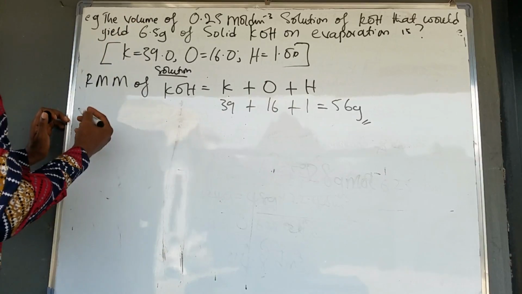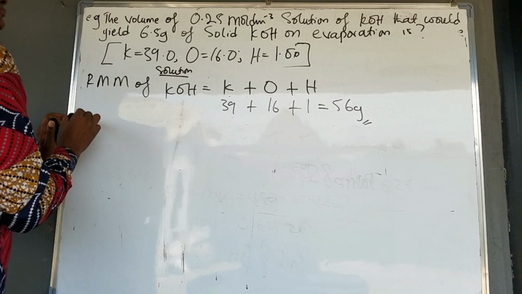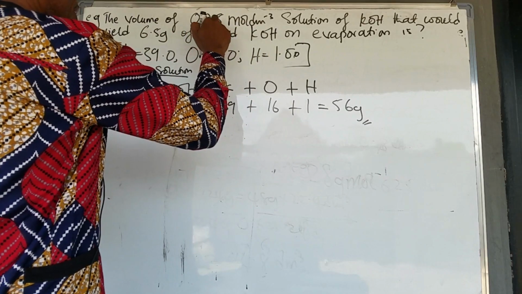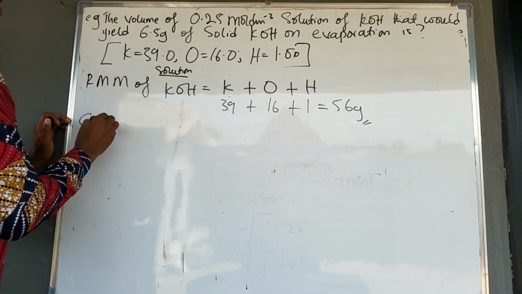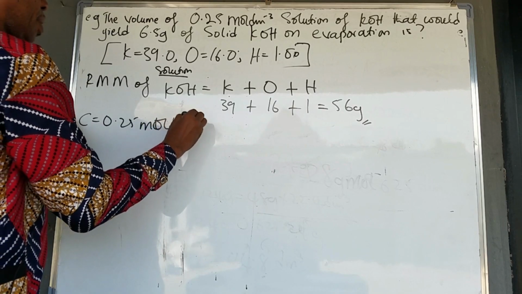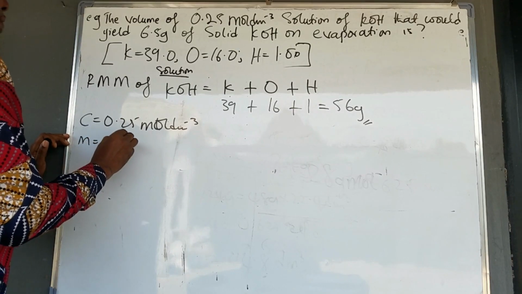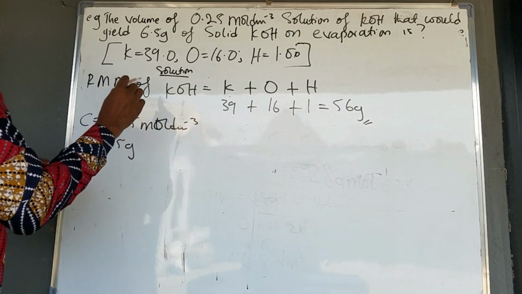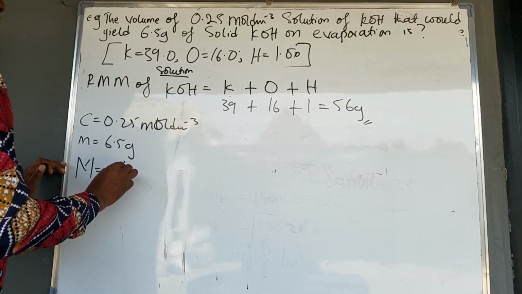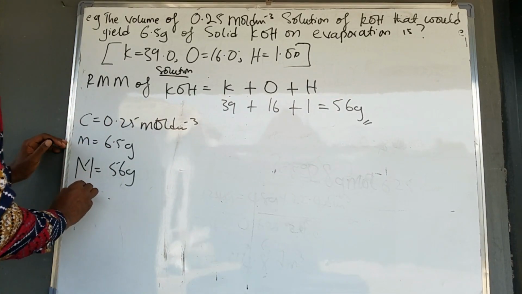So now let's see the info that is given to us. They gave us C. Remember, anytime you see mole per dm³, that is molar concentration, which is 0.25 mole per dm³. And they also gave us small m, which is 6.5 gram. And we already know the big M from this equation, and the big M is 56 grams. What are we looking for here? We are looking for V in dm³.